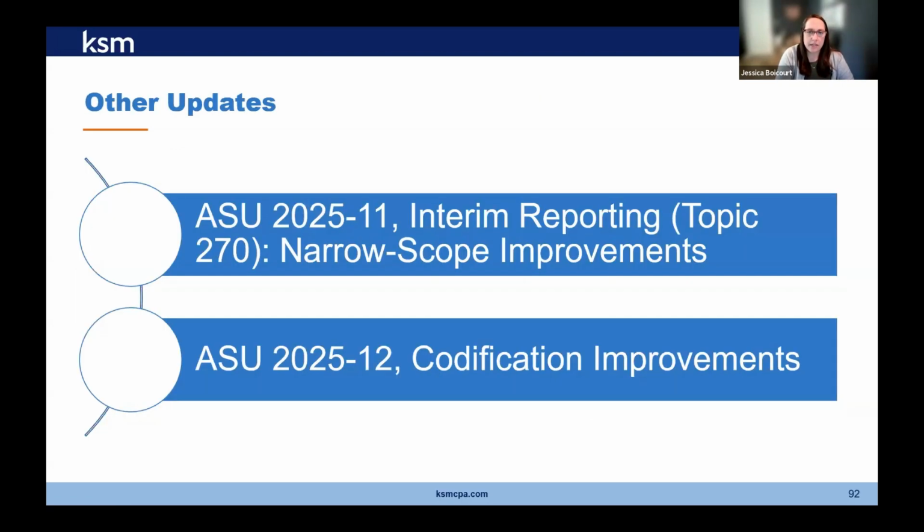There were a couple of other updates issued in 2025 that were very narrow scope. Interim reporting is not something that very many of our client base in the private company realm do. We have a couple, but there were really narrow scope improvements there. And then pretty much annually, the FASB will update the codification for any just kind of language changes or other little changes. Nothing really major there, but those were the last two ASUs issued in 2025.